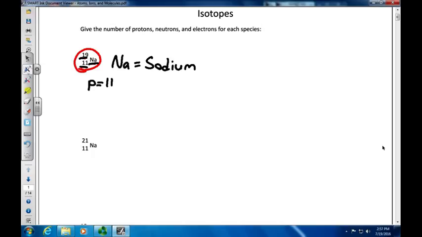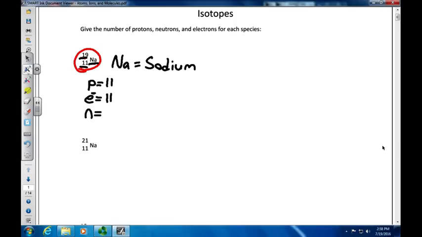From that same number, we can determine the number of electrons. As with any non-ion, the electrons will equal the protons. So E minus is equal to 11. If this particular isotope, for whatever reason, had a positive charge on it, as sodium generally will carry a positive charge, which means that it has lost some electrons, then the number of electrons would change and be proportionate to the charge on sodium. So the only variable in isotopes is the number of neutrons.